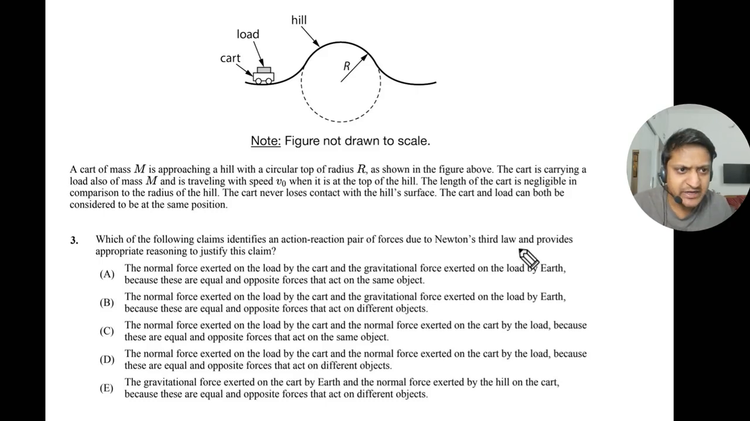So I got a question from Reddit. Let's see what's there in this question. The question says that a cart of mass m is approaching a hill with a circular top of radius r, as shown in the figure.